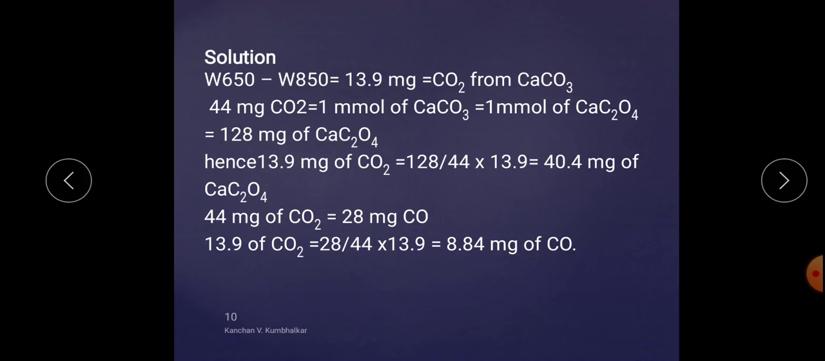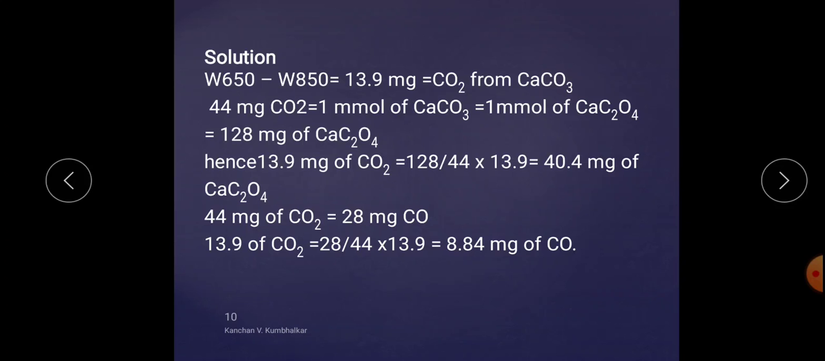Now we know that 44 mg of CO2, what is 44? It is the molecular weight, 1 mole of CO2. The molecular weight of CO2 is 44 mg. The molecular weight of CO is obviously 28, which means it's a 1:1 ratio. If 44 mg of CO2 is liberated, then 28 mg of CO can be generated. Means if 13.9 of CO2 has been liberated, then what is the total mg weight of CO?